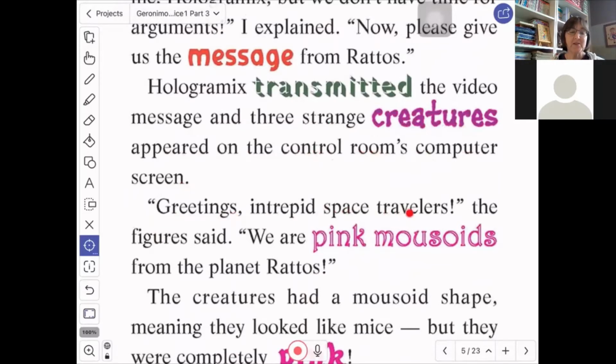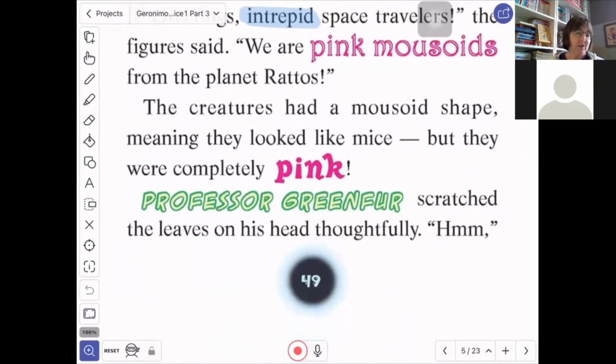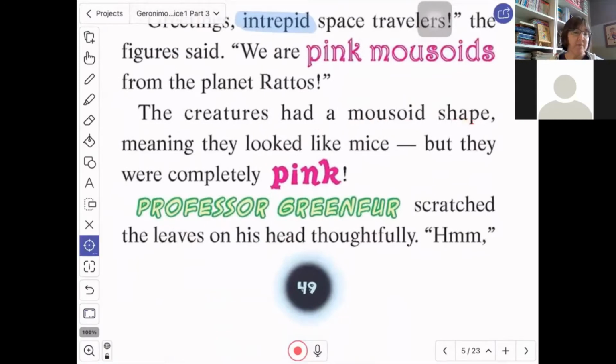"Greetings, intrepid space travelers." Intrepid means you are not afraid of anything. You're fearless. You're brave. The figures said, "We are pink mousoids." Remember I said I think this author is using mousoid to mean android. So maybe like a robot that's smart, that can think. "From the planet Rattos." The creatures had a mousoid shape, meaning they looked like mice, but they were completely pink. Professor Greenfur scratched the leaves on his head thoughtfully.